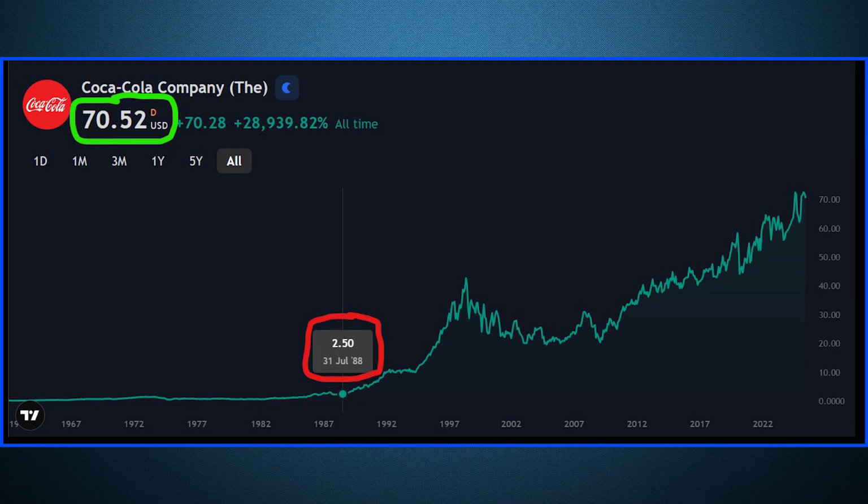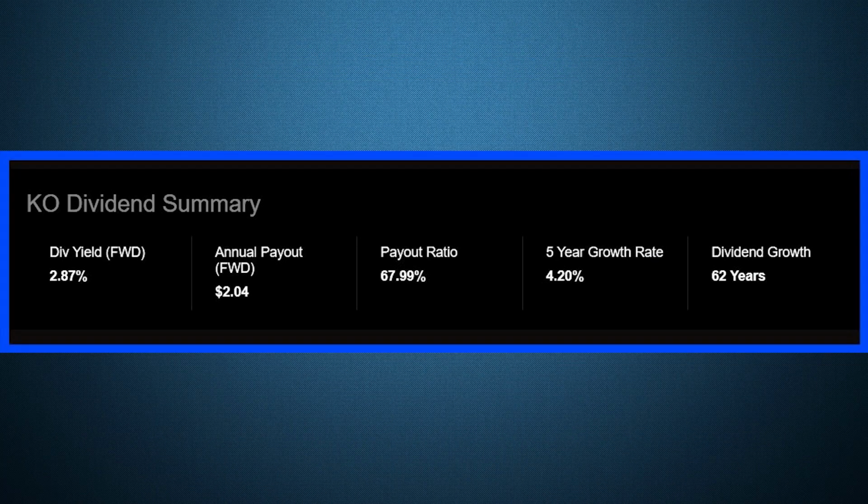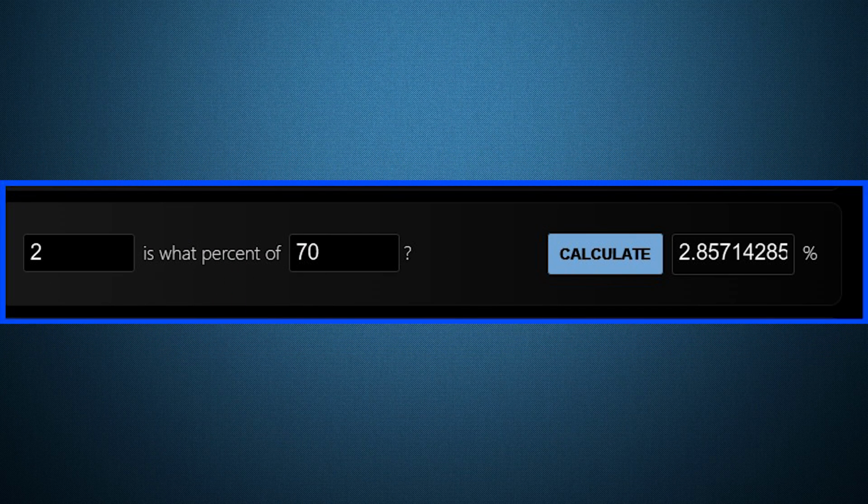Well, at that time, Coca-Cola stock was only trading for around $2.50. So if we go back to the dividend here for a second, we can see that they currently pay out just above $2 a share. Okay, we'll do the math here. $2 in dividends on a $70 stock would, of course, give us a yield of just under 3%.